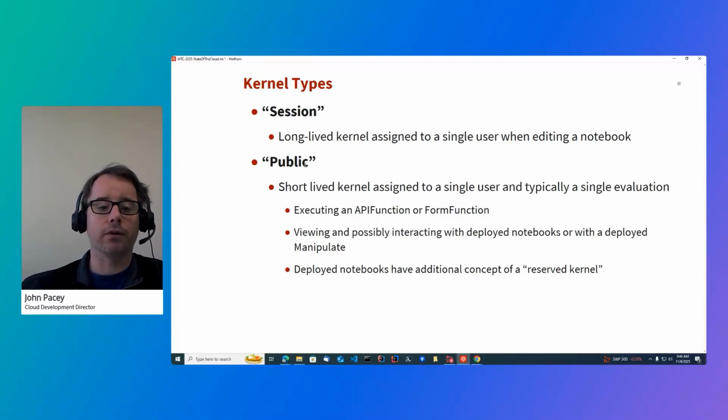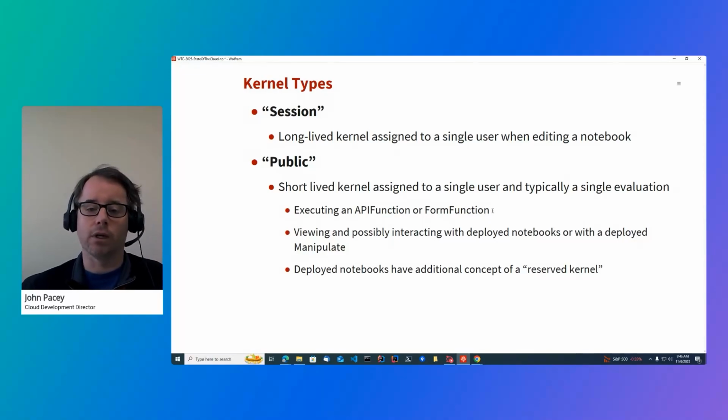And then there's the public kernel type, which is a short-lived kernel. Again, it's still assigned to a single user, and almost always its lifetime is only for a single evaluation. And in particular, when you execute an API function or a form function, that's basically just a one-shot evaluation. It's: here's a kernel, we configure it and isolate it for that user. It loads in the specific Wolfram Language code associated with your API function or form function, executes it, and is done. And then that kernel goes away. The next time you evaluate the API function or the form function, you're going to get a fresh kernel to do that. Okay?